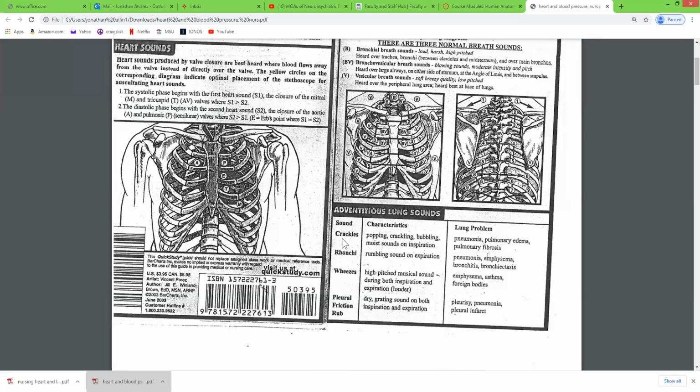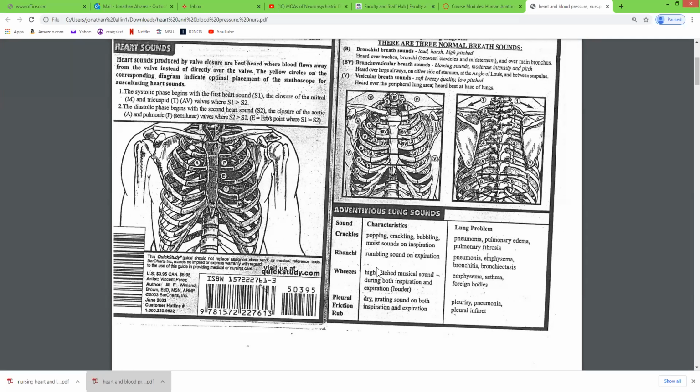Okay, some abnormal lung sounds would be crackles, rhonchi, wheezing, and friction rub. Okay, crackles is a type of popping, crackling sound, and that would indicate pneumonia, pulmonary edema, or pulmonary fibrosis. Okay, if it's rhonchi, that's more of a rumbling sound when they breathe out. A rumbling sound on expiration is rhonchi. Okay, think pneumonia, emphysema, bronchitis, or bronchiectasis.